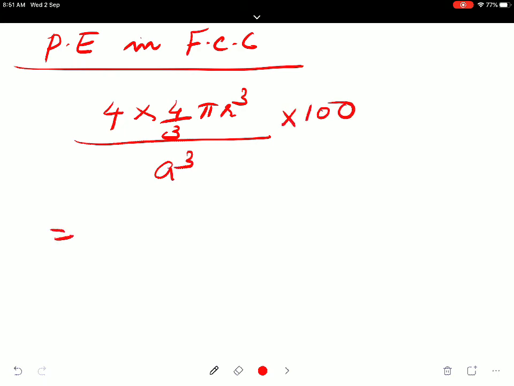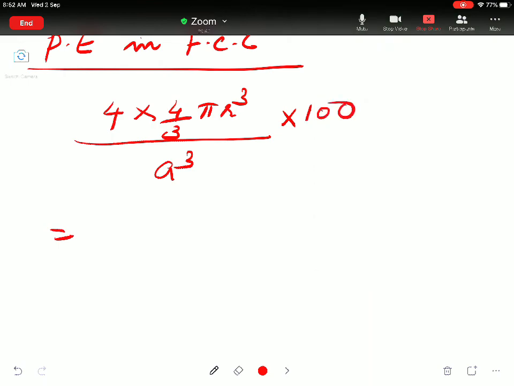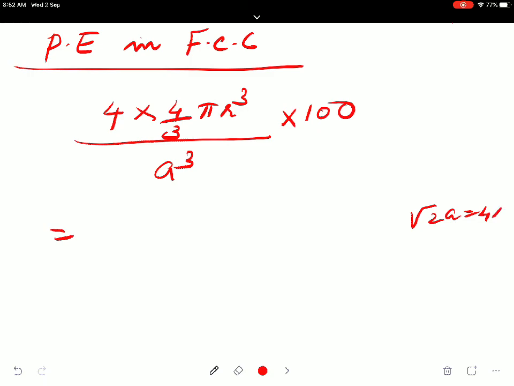the relation between a and r? Abhar, what is the relation between a and r? Anjan? Ma'am, root 2a is equal to 4r. Yes, root 2a is equal to 4r. That is a is equal to 4r upon root 2.